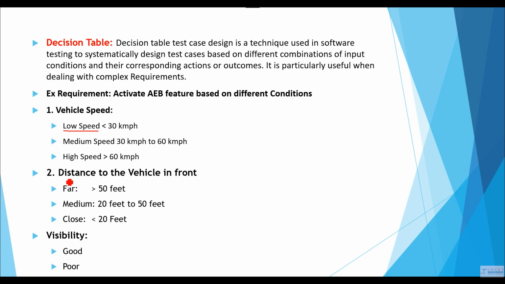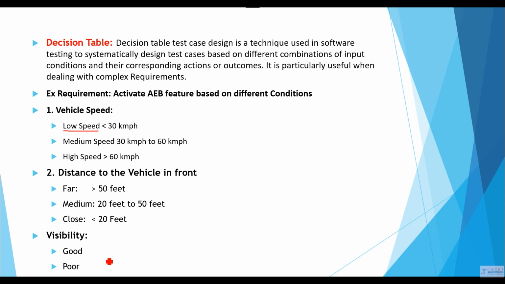Now, distance to the vehicle in front. Again there are three categories here: far distance, medium distance, and close distance. Far distance means greater than 50 feet, medium distance means 20 feet to 50 feet, and close distance means less than 20 feet. Now, what is the visibility? Visibility is good or poor.